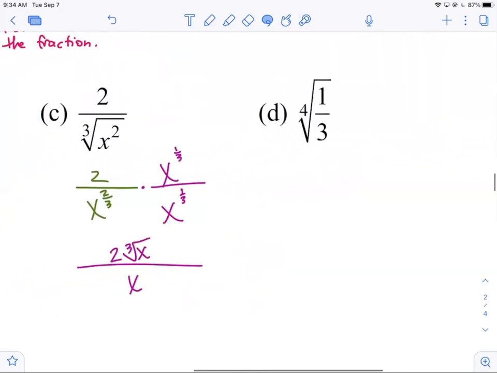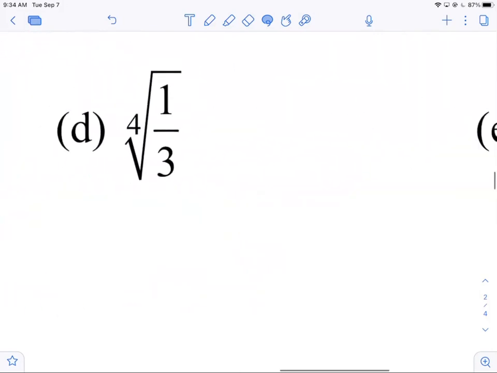All right, let's look at D. This is the 4th root of 1/3. Do we have a radical in the denominator or the radical in the numerator? Both. Kind of both, right? To have a fraction under a radical is the same as having a radical in a fraction, okay?